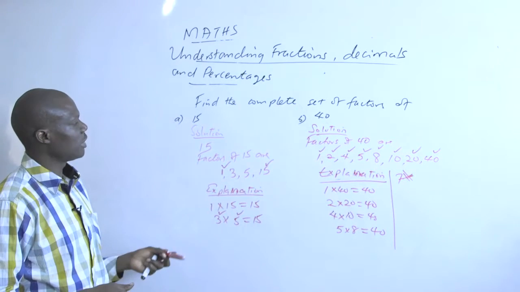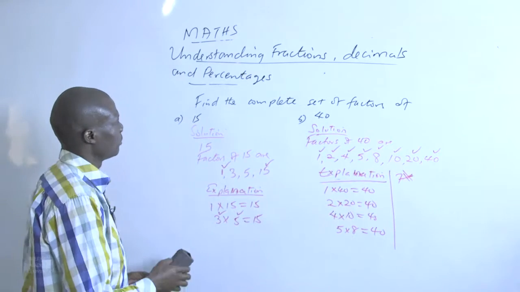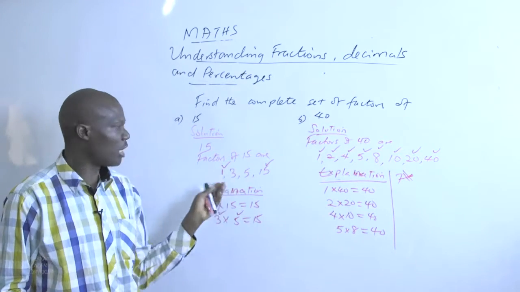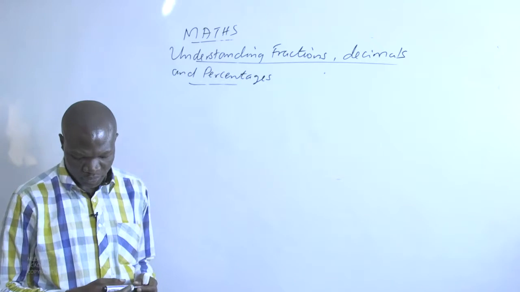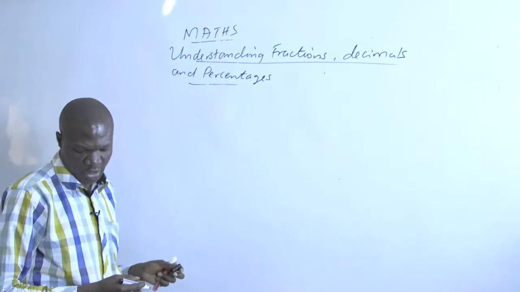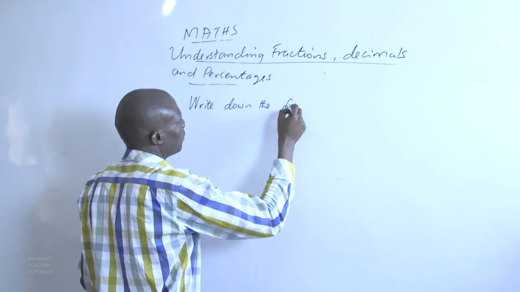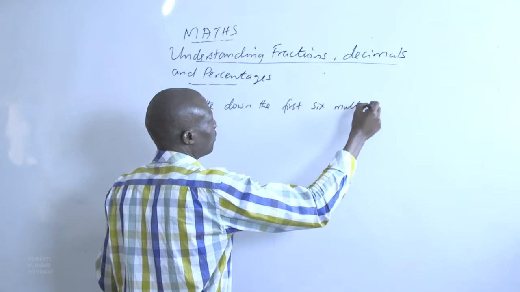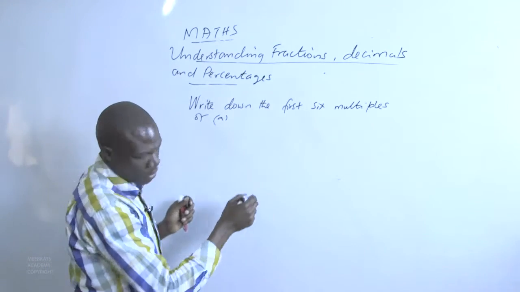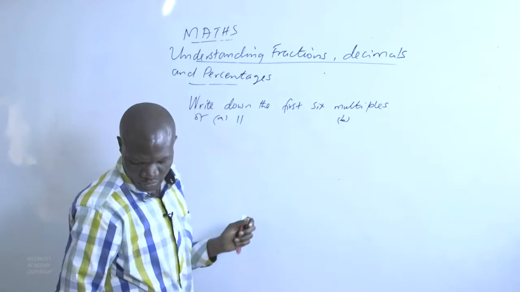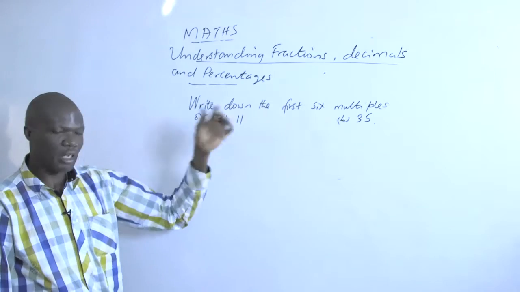So let us look at listing of multiples. This one we were listing the factors. And remember that always list from the least number in ascending order, and the last factor will always be the number itself. Listing multiples. Question: write down the first 6 multiples of A, you have 11, and B, you have 35. Write down the first 6 multiples of 11 and 35.